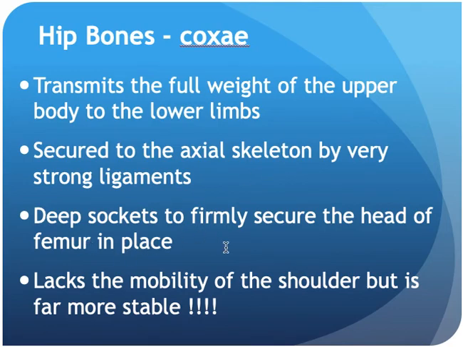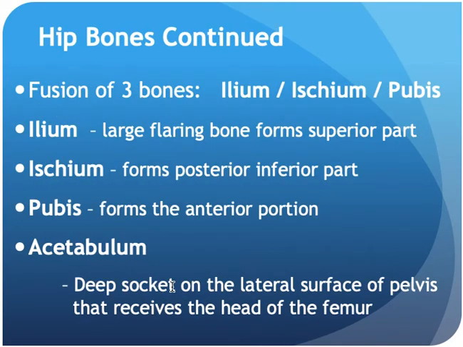We also have deep sockets in the hip joints to firmly secure the head of the femur in place. This is different from the upper extremity, where the humerus sits in a shallow socket to create a maximum amount of motion. The hip joint is different: it's a more stable joint, with a lot more ligaments and bigger muscles surrounding it. So we lose a little bit of mobility in the hip compared to the shoulder, but we have a much more stable joint. We need this because of all that extra weight and all those forces the hip joint has to absorb.